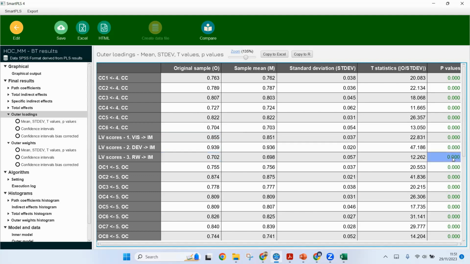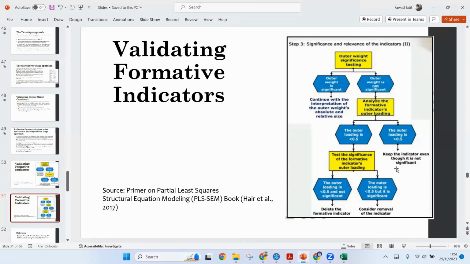Although this is 0.402, assume this is 0.402, it is significant. You will not delete it. No need to delete it. Have a look here. Greater than 0.5, no issue. Less than 0.5, see if it is significant. Now, let's say the outer weight is insignificant and the outer loading is less than 0.50. Then obviously there is no other way. It is not contributing in any way to the forming of the construct. You should delete it.